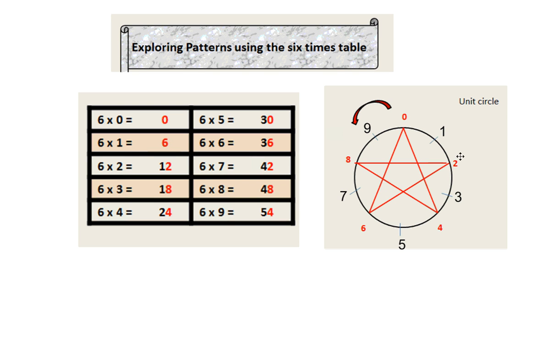Here is a copy of the unit circle. Notice it's the same unit circle, the same diagram as a star when we were multiplying the 4 times tables. However, when we move in reverse, we actually have the unit digits that work with the 6 times table. So it goes from 0 to 6 to 2 to 8 to 4 back to 0.